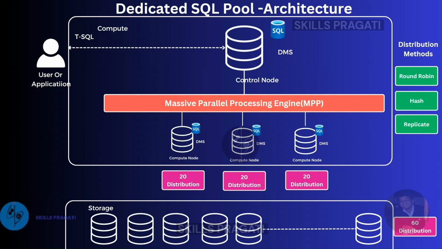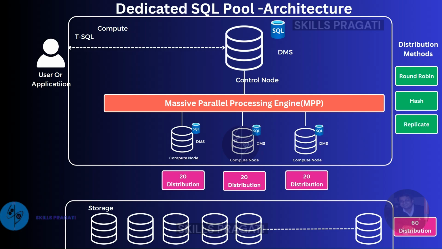SQL uses this column to distribute the data across distributions, storing all rows with the same value in the same distribution. This type of distribution provides the maximum query performance for joins and aggregations on large tables, so it's recommended for fact tables and larger dimension tables.